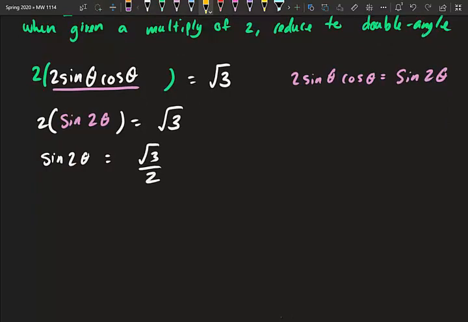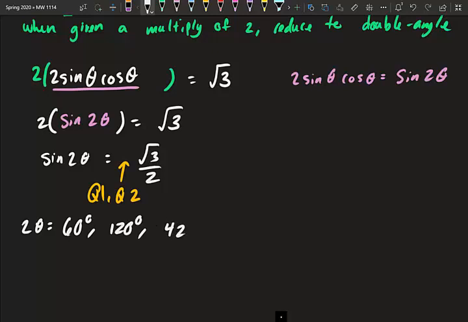Our sine is positive. So when sine is positive, we're looking at quadrant 1 and quadrant 2. Let's look for values of sine that are square root of 3 over 2 in quadrant 1 and quadrant 2. So those values for 2 theta are 60 degrees, 120 degrees, 420 degrees, 480 degrees.